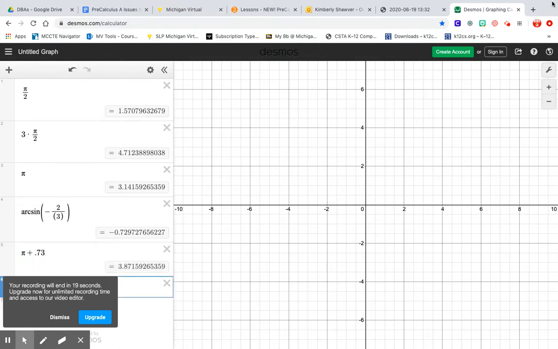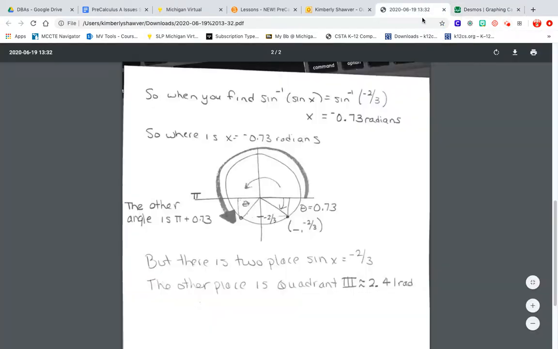That's where the other answer is, and that answer is 2.41. Let me know if you have any questions.